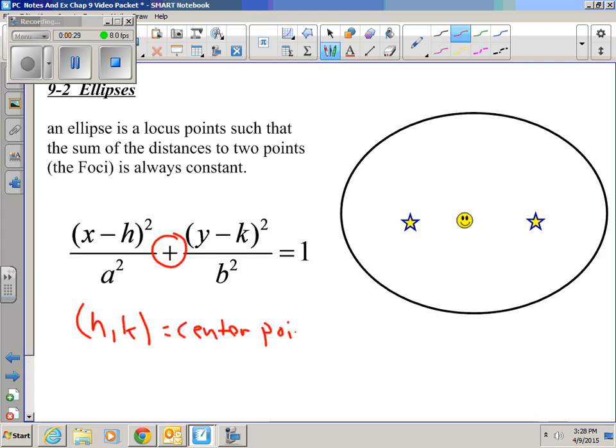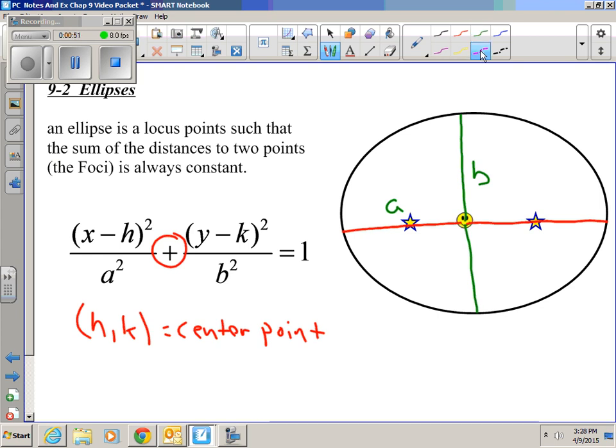That A that you're looking at is very important. A is the distance from the center point to the edge. 2A is equal to our major axis. Our B goes from the center point to the edge the other way. That's B. This was A. 2B is our minor axis.